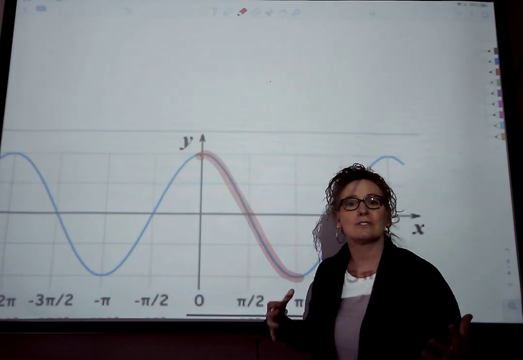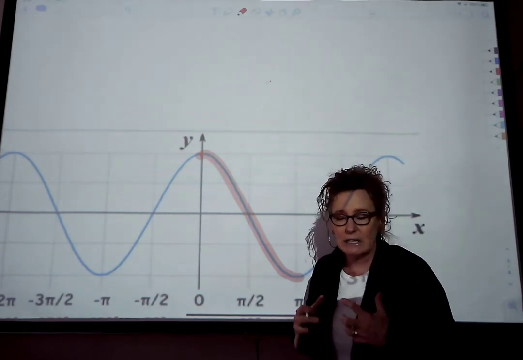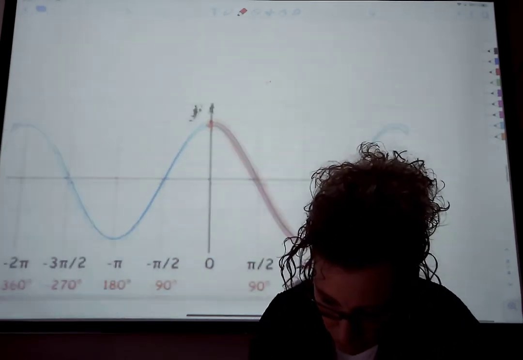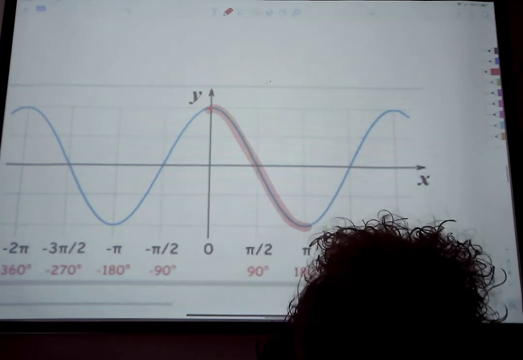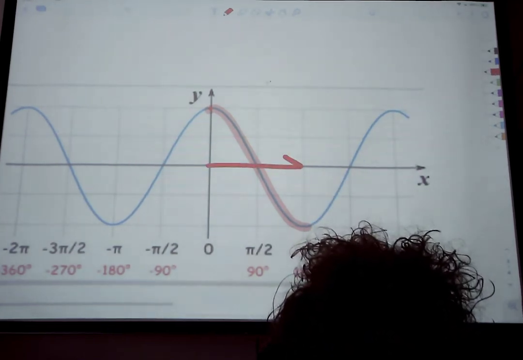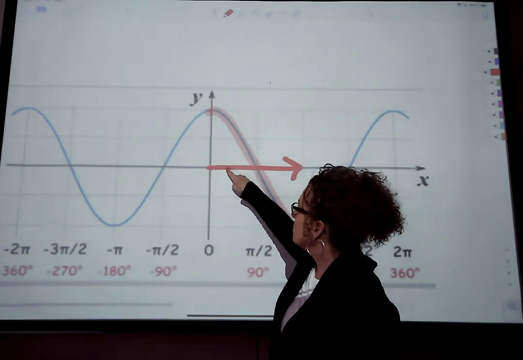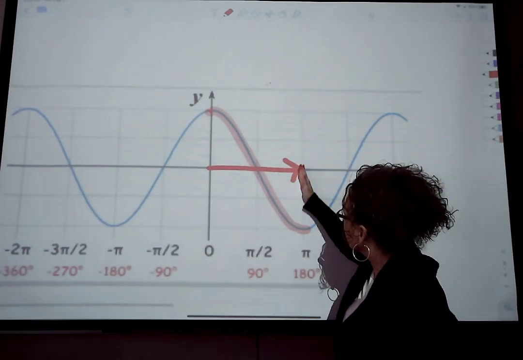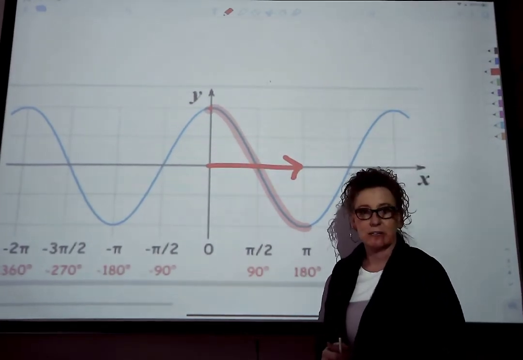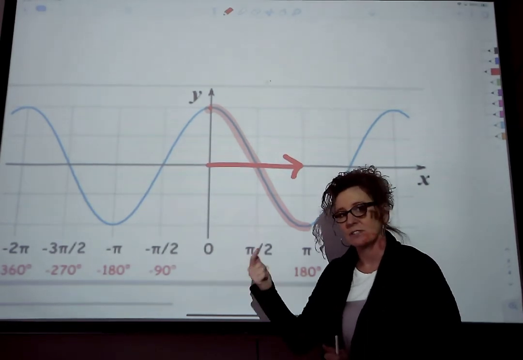So what angles does that give us? How are we limited on our angles? Well, the only angles we're going to be able to use are from zero, stop here, so zero to 180. That's it. That's all you got. You don't have negatives like you did on sine.